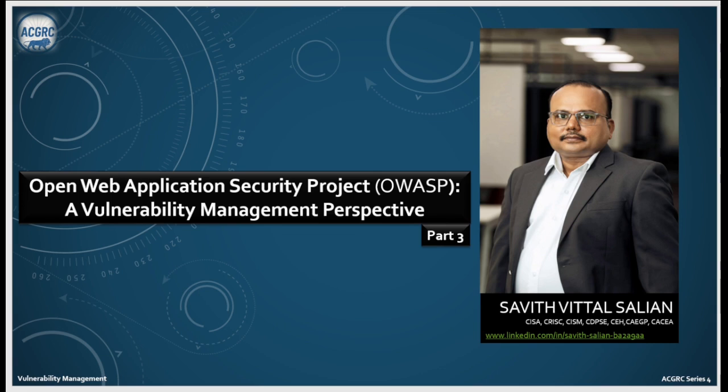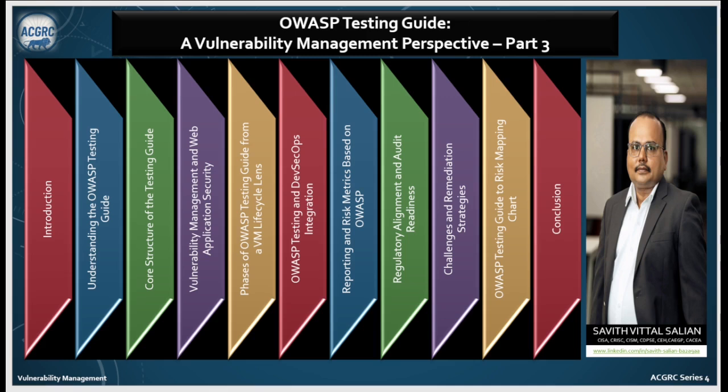The Open Web Application Security Project is a non-profit foundation dedicated to improving software security. The OWASP Testing Guide, currently in its V4, that's version 4, and under active development towards version 5, is a globally accepted framework for performing comprehensive security assessments of web applications. From a vulnerability standpoint, it provides a structured, risk based approach to identifying, assessing, and managing application vulnerabilities.